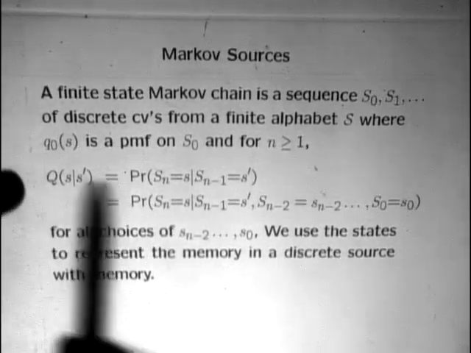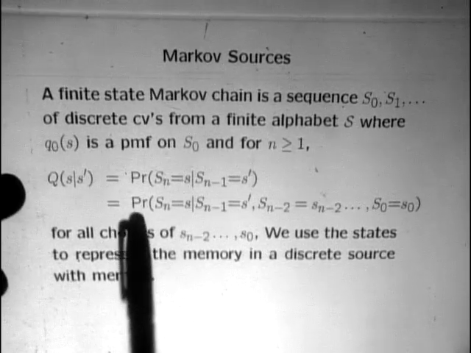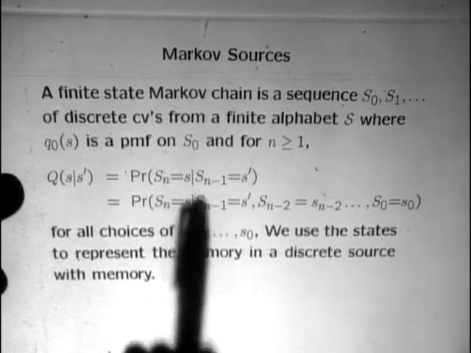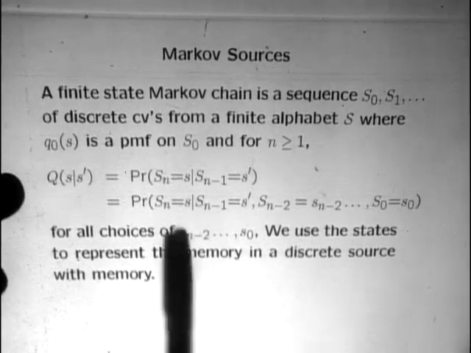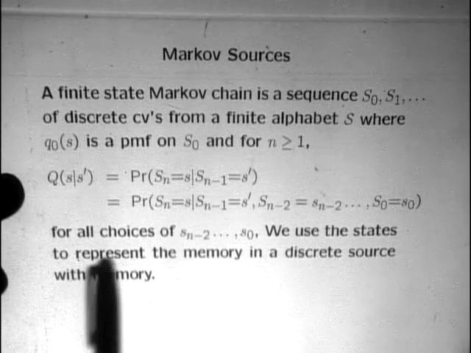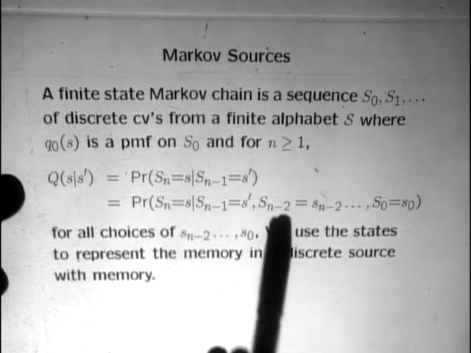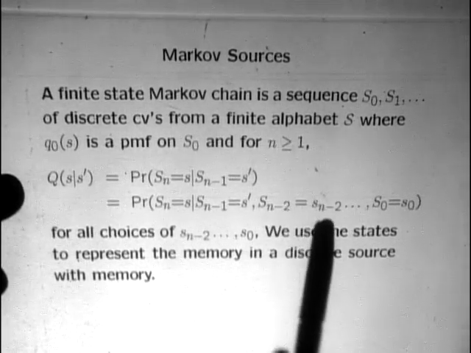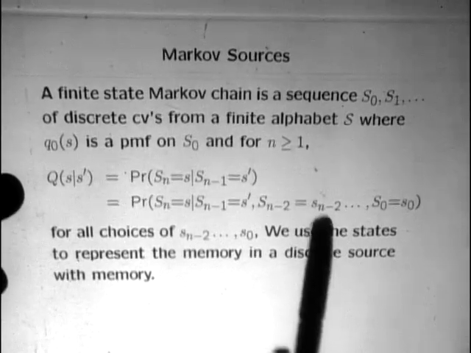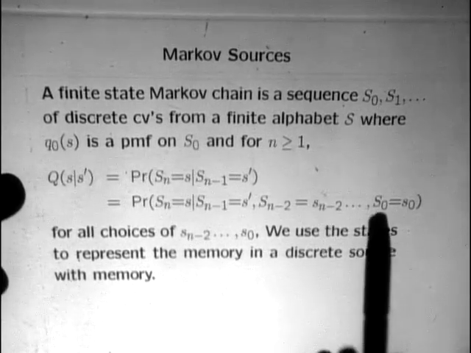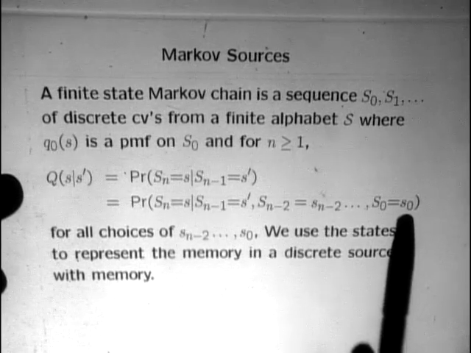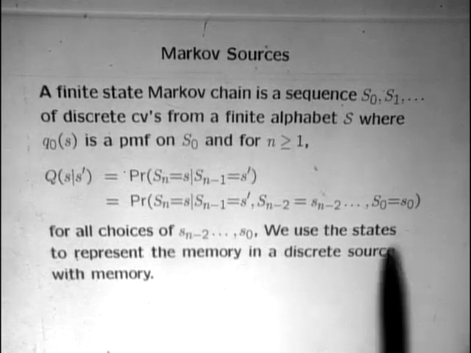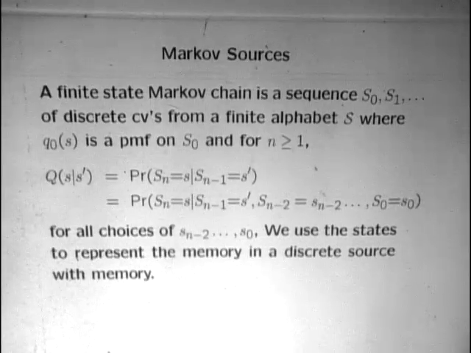In other words, this is also equal to the probability that Sn is equal to this state S, given that Sn minus 1 is equal to this state S prime, and also that Sn minus 2 is equal to any given state at time n minus 2, and all the way back to S0 being any old state at time 0. So it says that this source loses memory except for the first thing back.